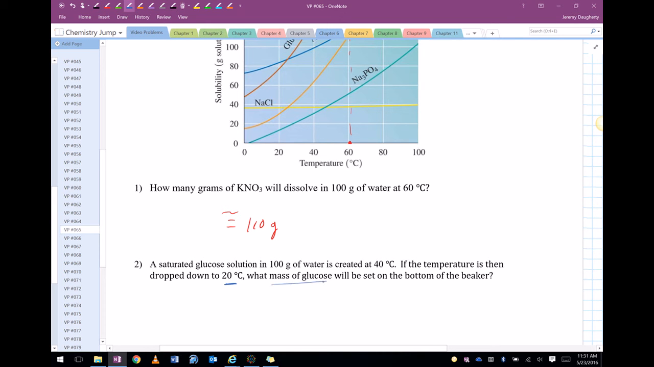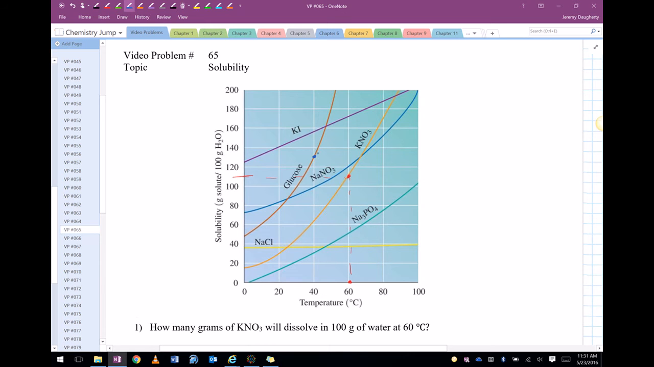And what we want to know is what mass of glucose will settle on the bottom of the beaker. So we start here, we drop it down to 20 degrees Celsius, which is right there, and that means the solubility drops to this point right here. So that's now how much. It started out that about 130 grams would be dissolved at 40 degrees Celsius. Then we drop the temperature, and only about 75 grams will be dissolved.